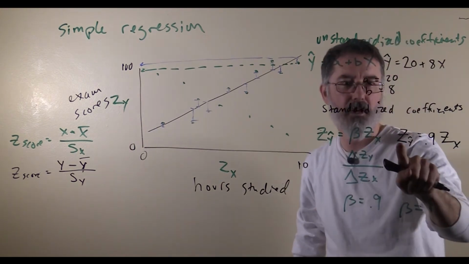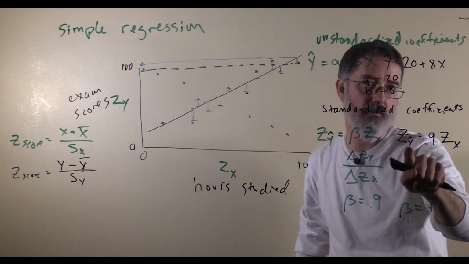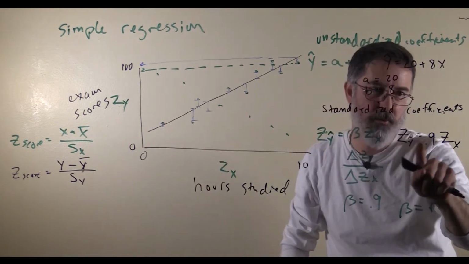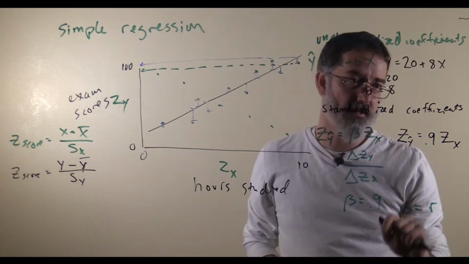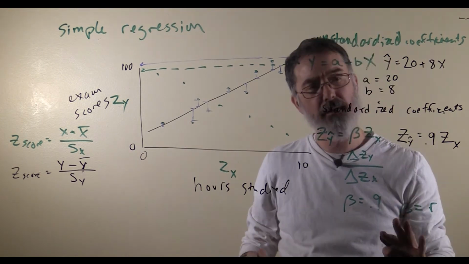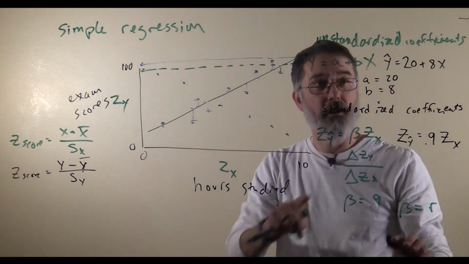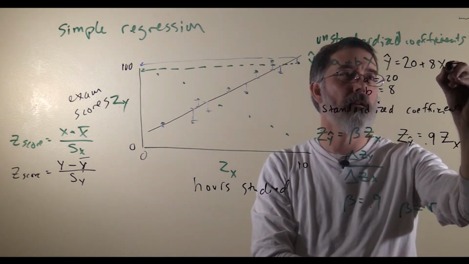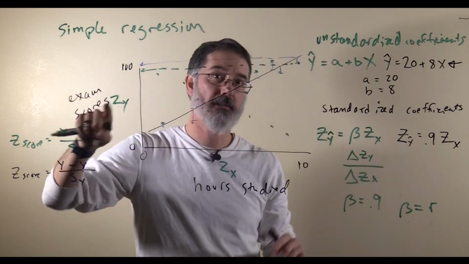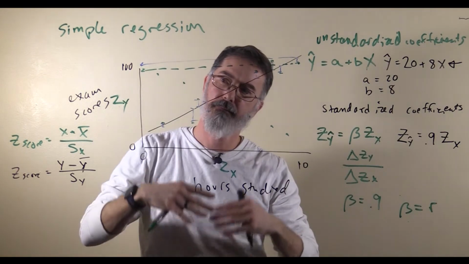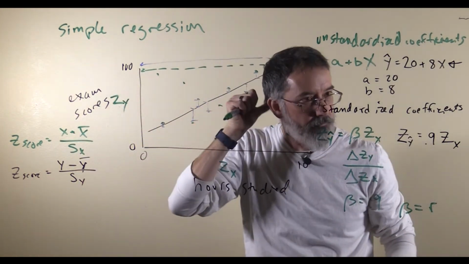So if we want to figure out a predicted z-score for exam scores, we plug in a z-score for the number of hours studied. And so when you're actually doing prediction, you almost always use this formula because you're interested in exam scores. That's the interpretable unit for this kind of data.